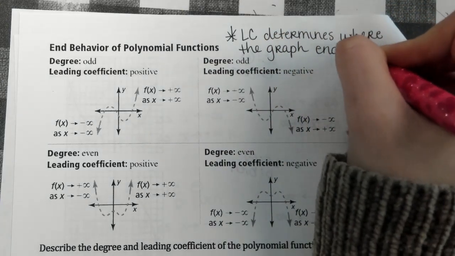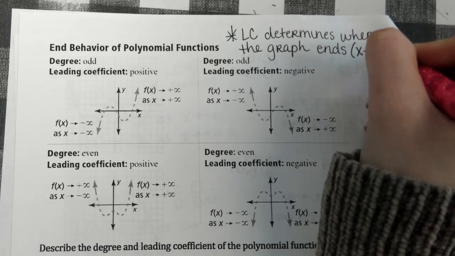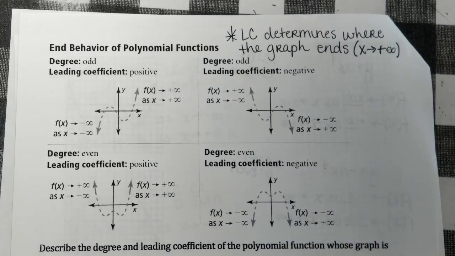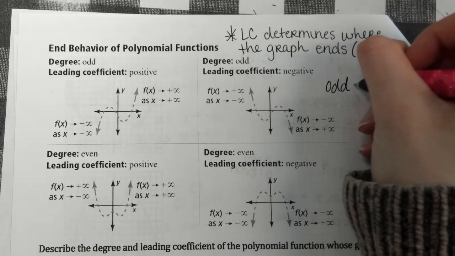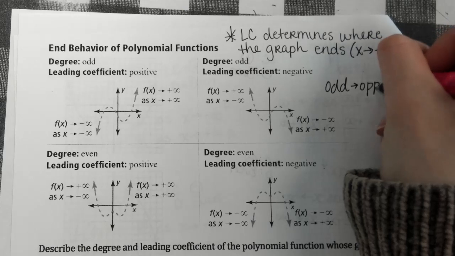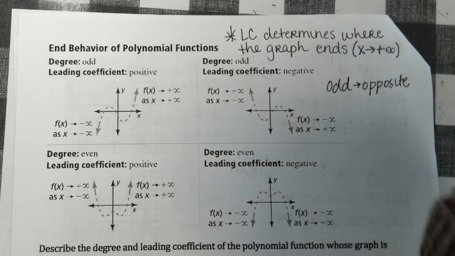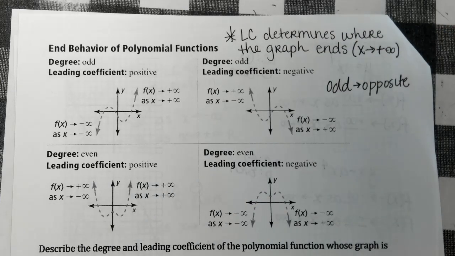So that's your x approaches positive infinity. That's what I mean by where it ends on the right side. So your leading coefficient determines where the graph ends. Your degree is going to tell you if they're going to be the same or opposite. Okay? So if it's odd, they're opposite ends. They go in opposite directions, your signs will be opposite. If it's even, they're the same.